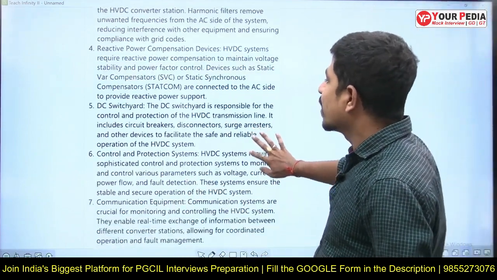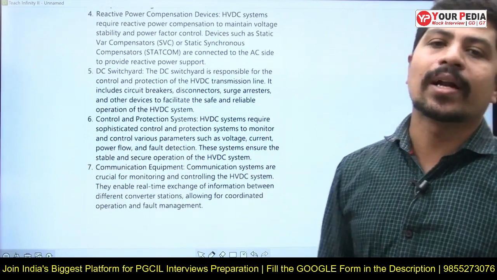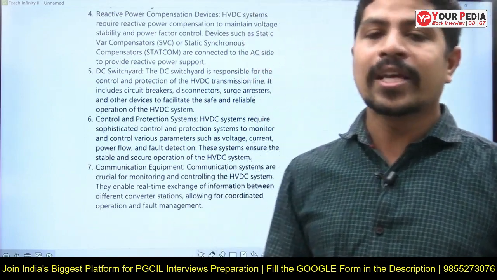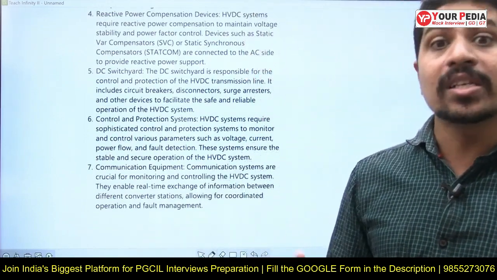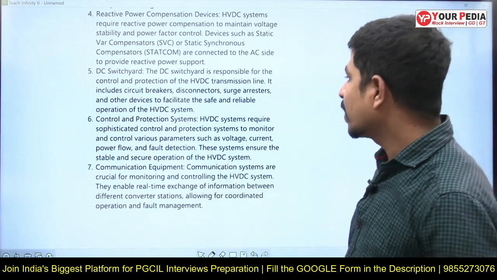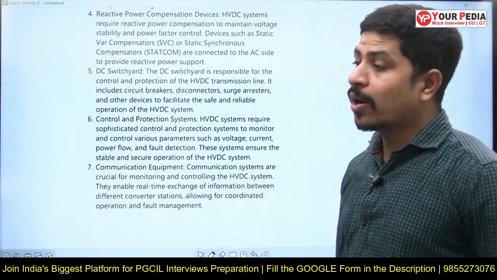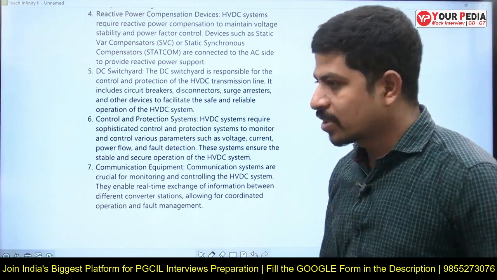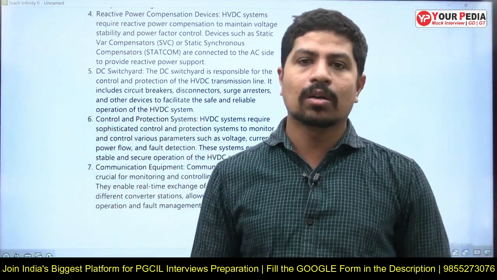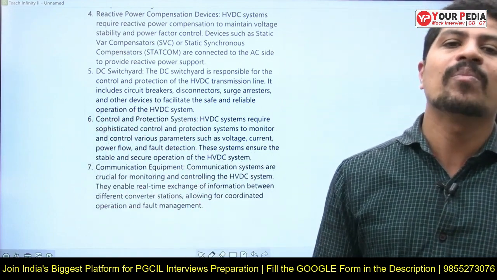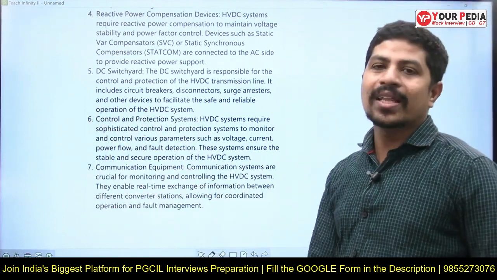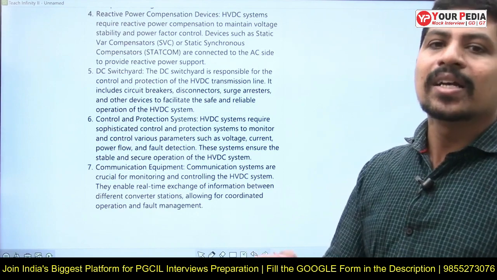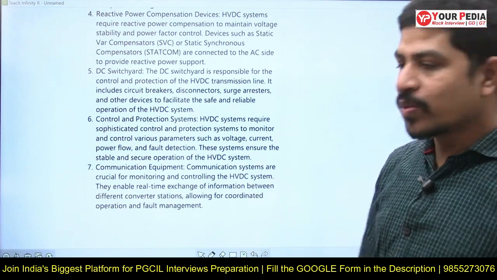DC switchyard. See, here the DC switchyard is extra. In HVAC only an AC switchyard will be there. Here the DC switchyard is extra, right? Control and protection. Yes, we have to protect and control the HVDC system also. And communication equipment. Yes, through HVDC transmission lines, we can send our communication signals also. So these are the equipments connected at the AC and DC side of an HVDC system.